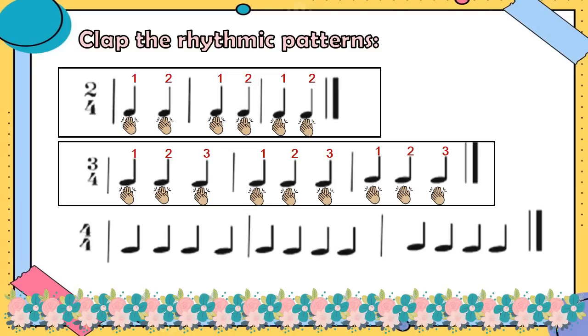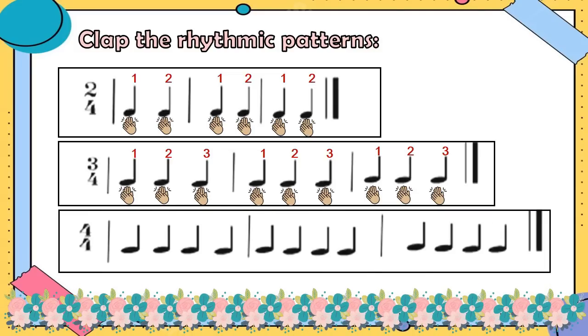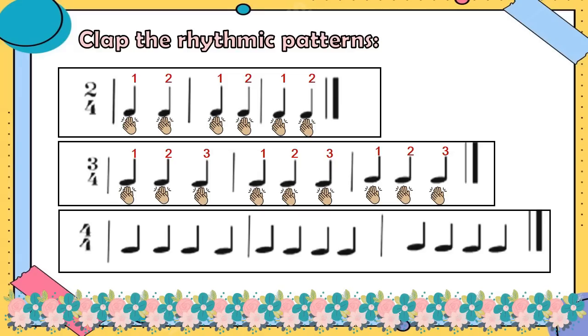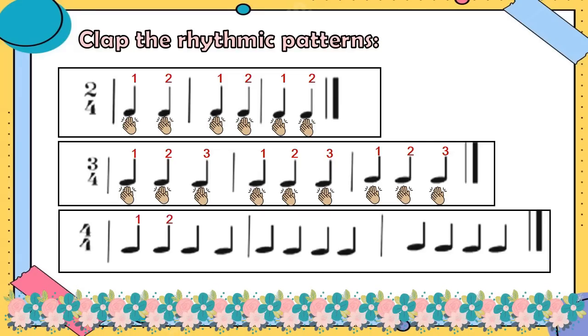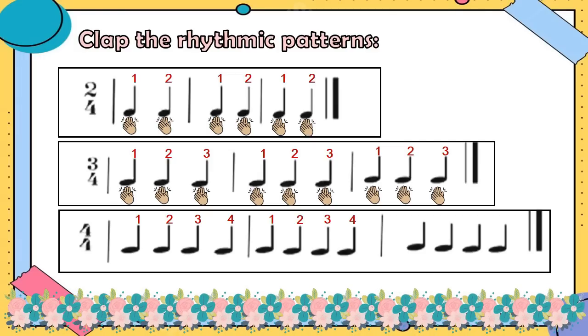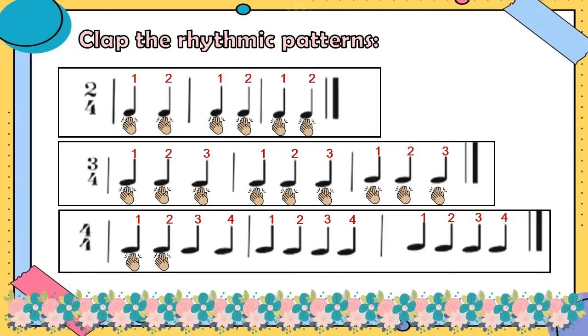Another rhythmic pattern has a time signature of 4-4, and each measure has 4 quarter notes. Let's count. 1, 2, 3, 4. 1, 2, 3, 4. 1, 2, 3, 4. Now let's clap. 1, 2, 3, 4. 1, 2, 3, 4. 1, 2, 3, 4.